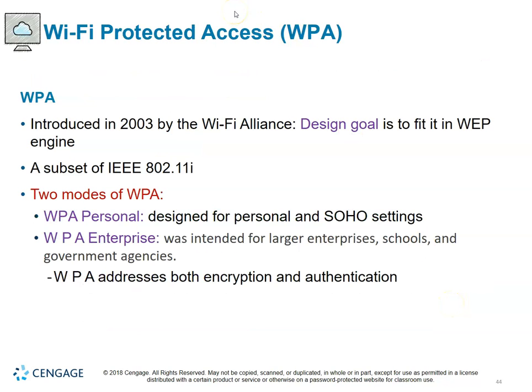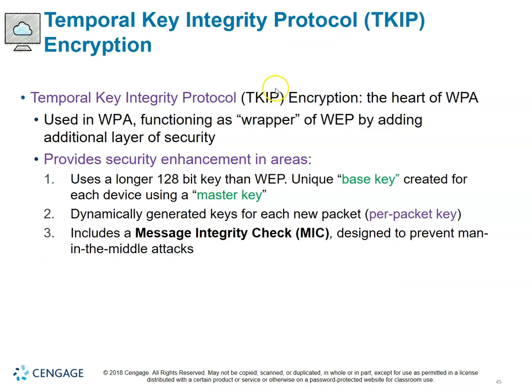So let's look at WPA. This was introduced in 2003 by the Wi-Fi Alliance, and its design goal was to fit into the existing engine. They didn't want to require new hardware for it, so it had to be backward compatible with existing hardware. So this is a subset of 802.11i, and there are 2 modes, personal and enterprise. It uses Temporal Key Integrity Protocol encryption, or TKIP, and it is the heart of the security solution in WPA. It functions as a wrapper by adding an additional layer of security.